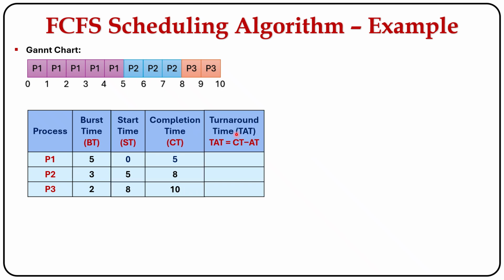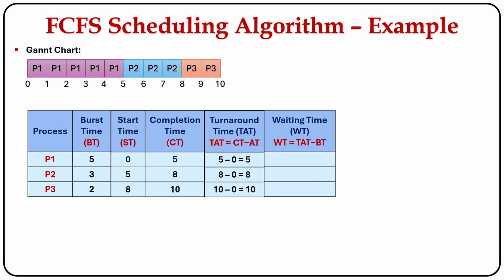Now let's calculate the turnaround time. It is calculated as completion time minus arrival time. Here in our problem, all the processes arrived at time 0. So for process P1, it is 5 minus 0. That is, the completion time is 5 and the arrival time is 0. So 5 minus 0 is equal to 5. Next, for process P2, it is 8 minus 0 is equal to 8. Next, for process P3, it is 10 minus 0 is equal to 10.